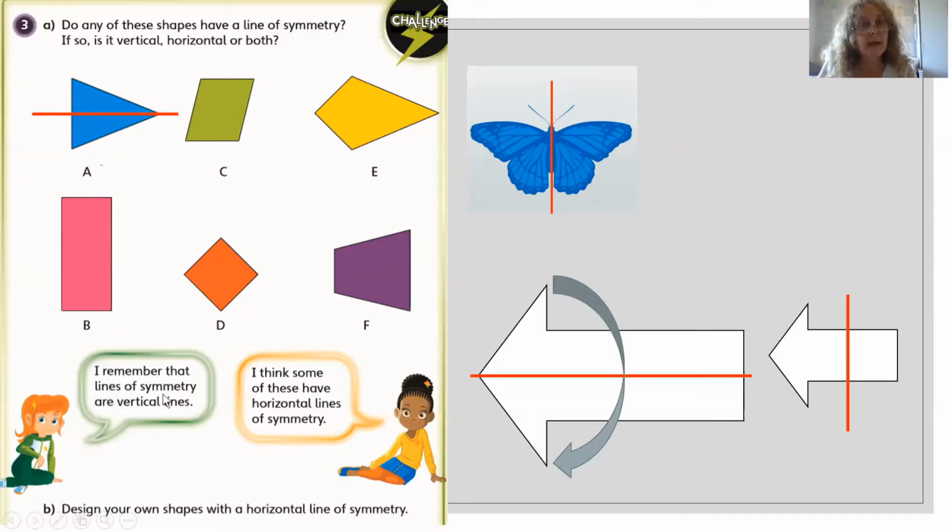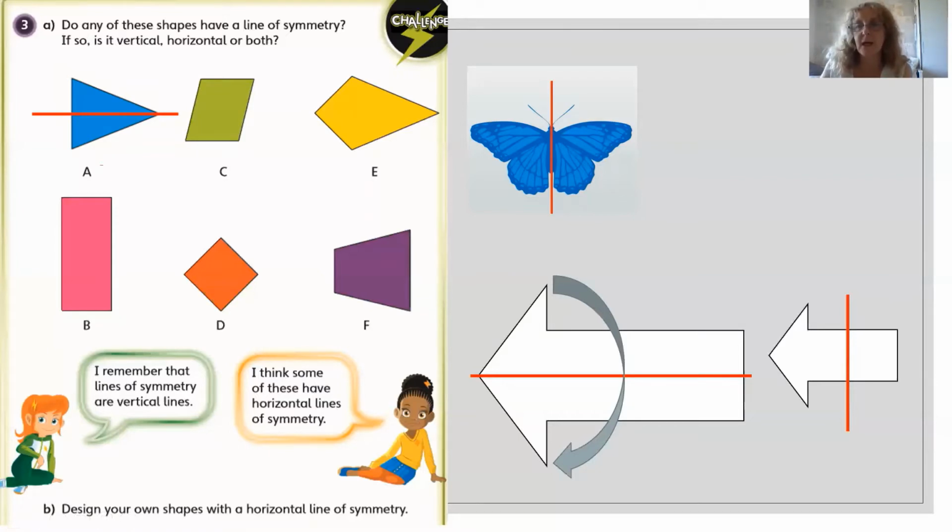I remember that lines of symmetry are vertical lines. Is she right? Are all lines vertical? I think some of these have horizontal lines of symmetry. Design your own shapes with horizontal lines of symmetry. Oh, that sounds good fun, doesn't it? Have a good go at all those shapes.